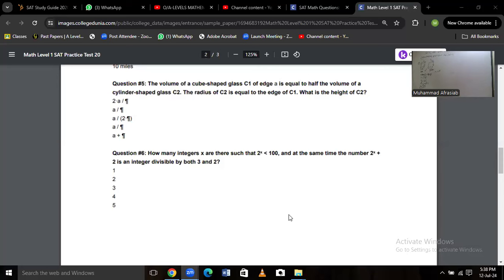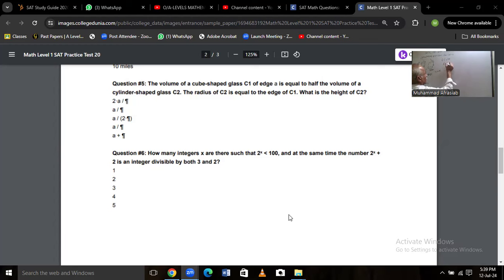Question number 6 now. How many integers x are there such that 2 power x is less than 100, and at the same time the number 2 power x plus 2 is an integer divisible by both 3 and 2. So we are going to find out the number of integers from this. We will first find the list where 2 power x is less than 100. If x is 1, then it should be equal to 2.